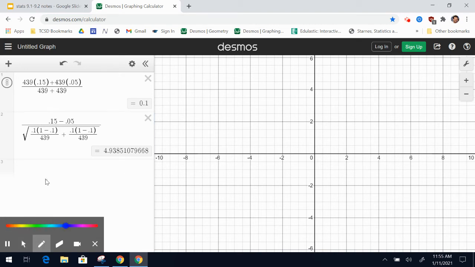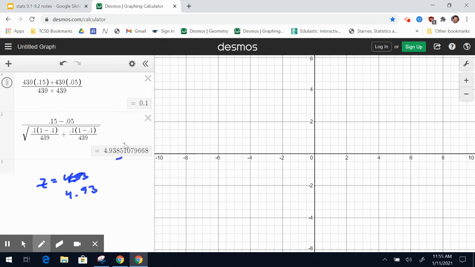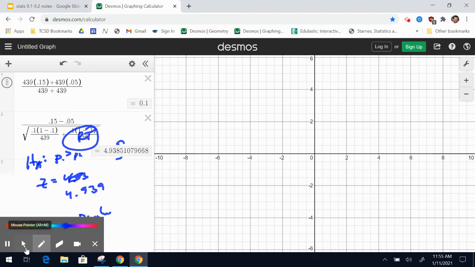So our z is going to be 4.93, and the 5 makes the 8 become a 9, so 4.939. So now we're going to go on to our probability stats applet to find our p-value. Remember that our alternative hypothesis was p1 greater than p2. So we're looking for the right tail only, greater than, to the right of 4.939. So let's go do that now.